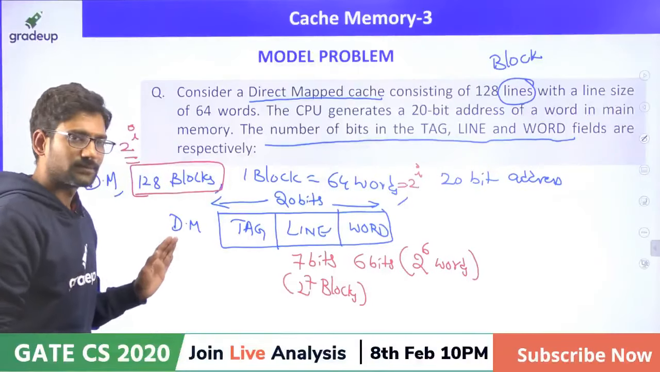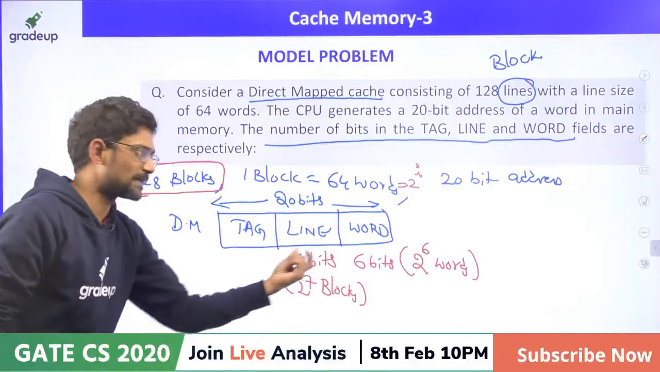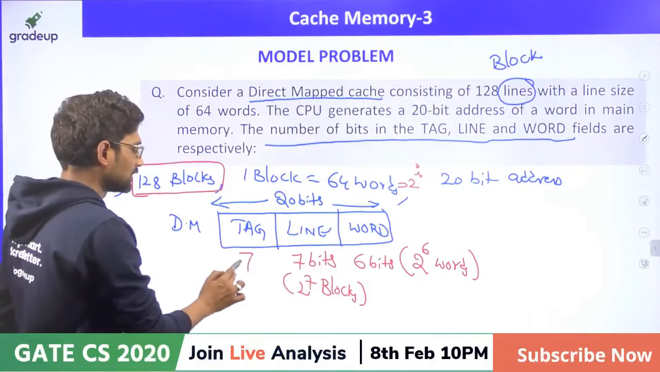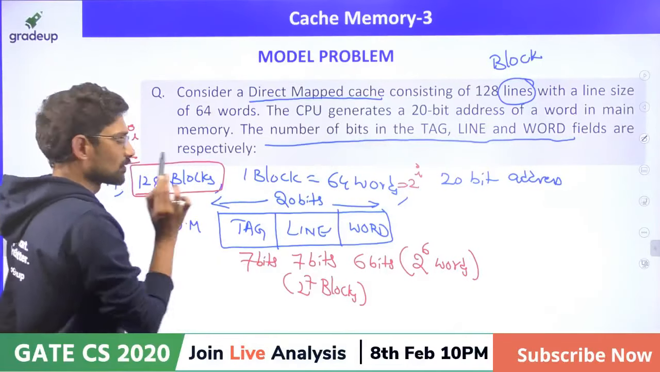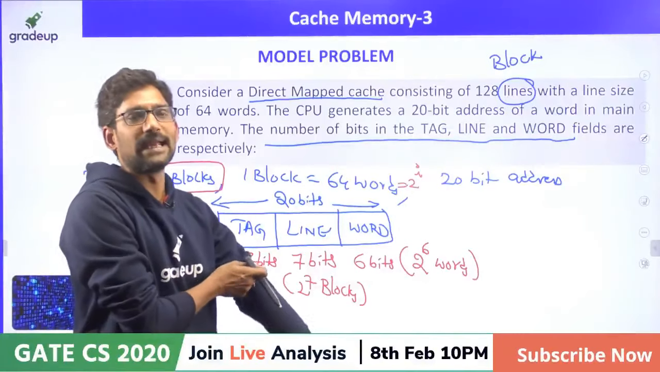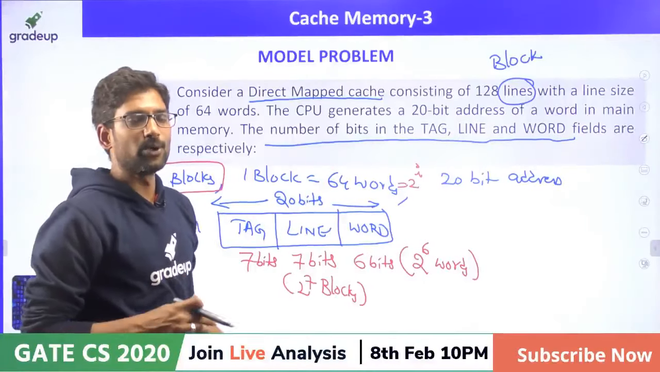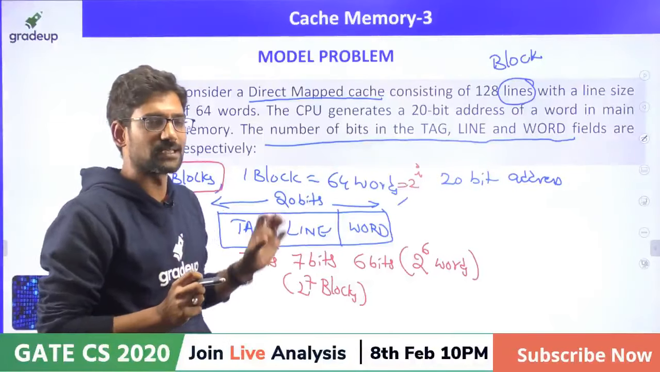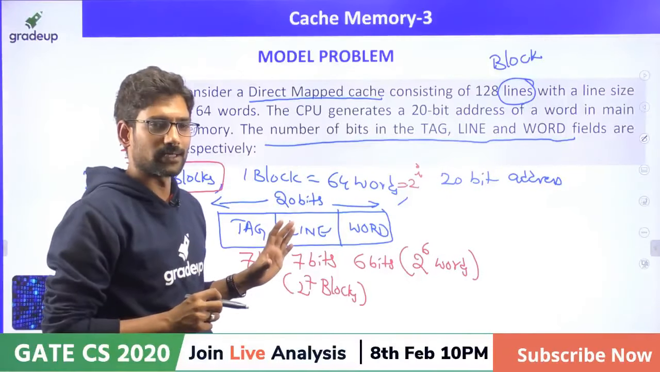How many left? Out of 26 plus 7, 13 are over. So, how many left for the tag? 7 bits. So this is one popular model in the GATE exam, how you get the question from cache memory. The very first model question is this. Got it?